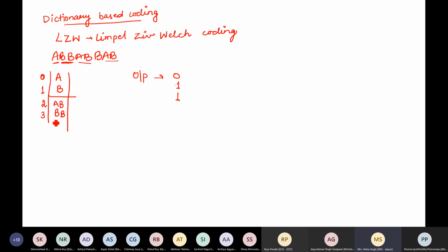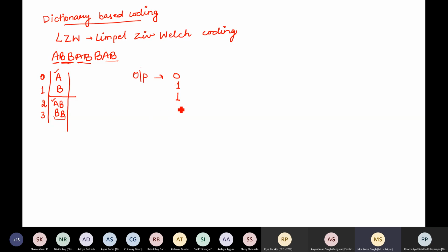Rather than giving the code for B and B two times, encode them as a pair and give the value equal to 3. Fine. The next value read is A. I look out for this A. I have two options in my dictionary now, A and AB. So rather than using this value of single A, the data will be compressed if I use the combination.